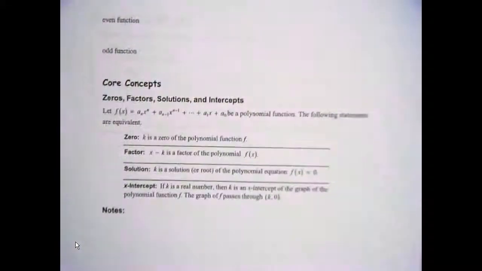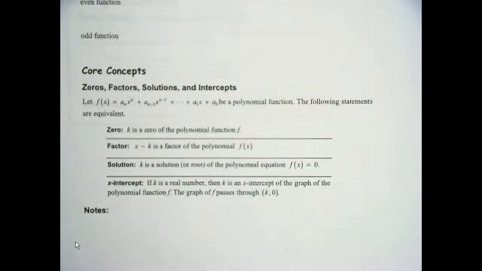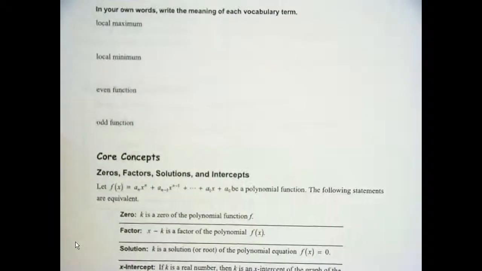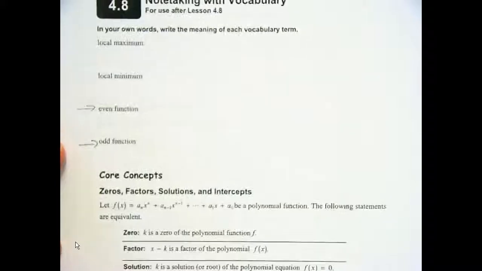All right, let's try to graph some of these things. Actually, before we graph them, let's reference this. This is the next page of your student journal, page 113. This, for those of you that are using these to take notes, we're going to talk about even and odd functions tomorrow. We've referenced local maximum and minimum today.